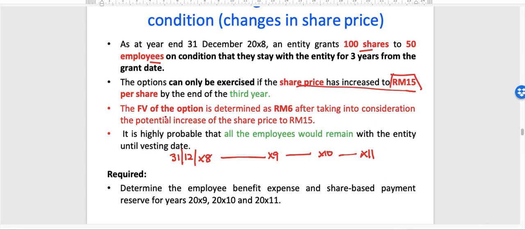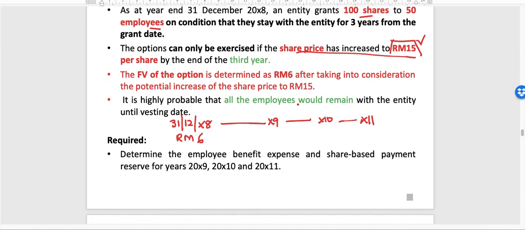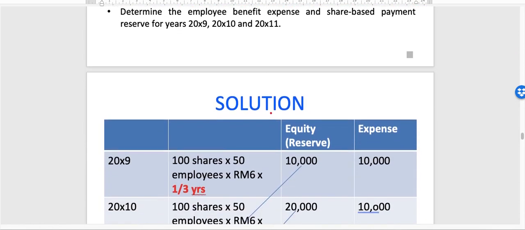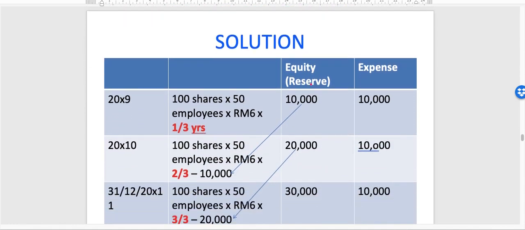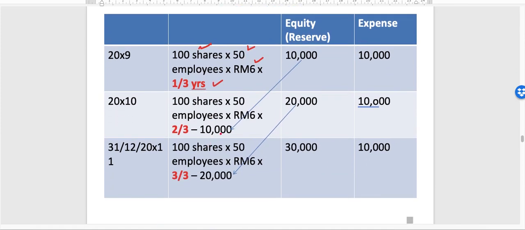So the fair value of the option is determined as 6 ringgit after taking into consideration the potential increase of the share price to 15 ringgit. So this 6 ringgit has taken into account whether or not the share price will increase to 15 ringgit. Okay, so it is highly probable that all employees would remain with the entity. That means you just times with 50 employees. So you need to calculate for the 3 years. So the number of shares times with all 50 employees times with the price that has already been adjusted with the market condition, and times with the first portion, and then you minus.